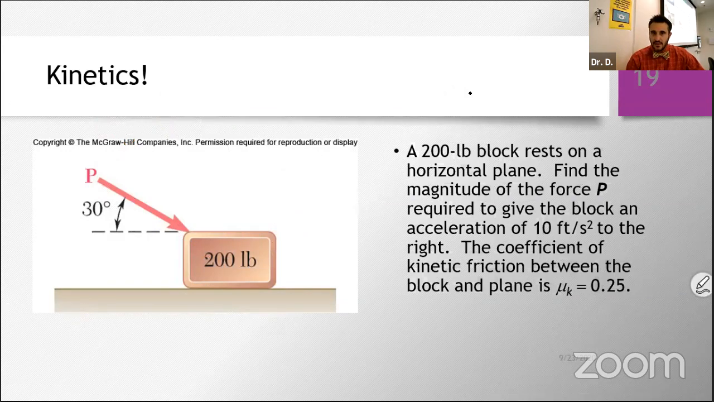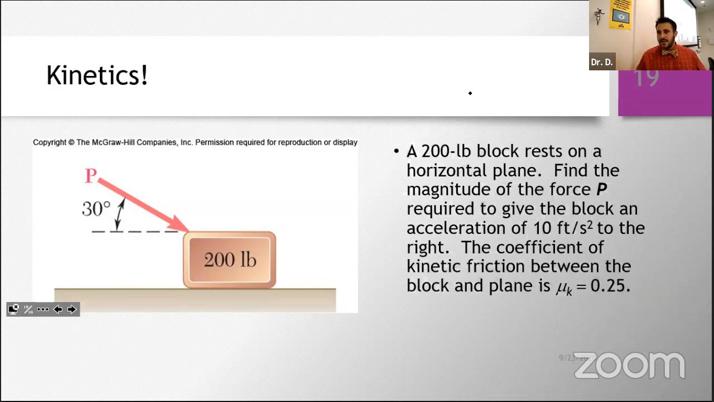So let's try one of these. We'll try this one together. So look, I've got a 200-pound Pez. I've got a 200-pound Pez here. It seems a bit excessive to me, but some people really like Pez. Who am I to judge?